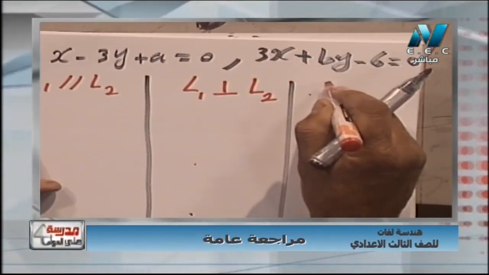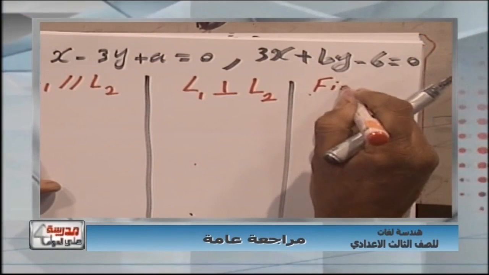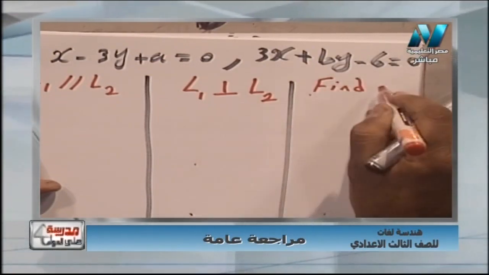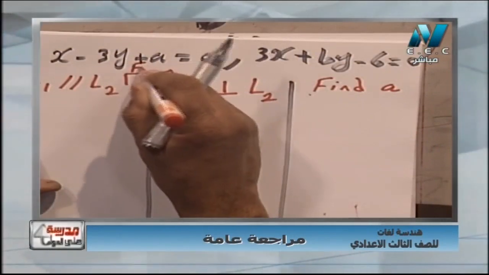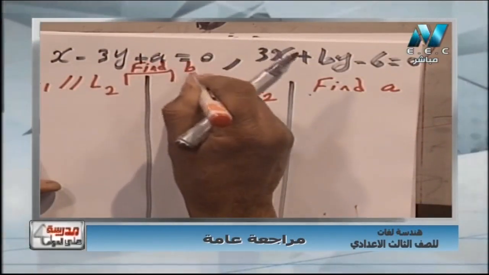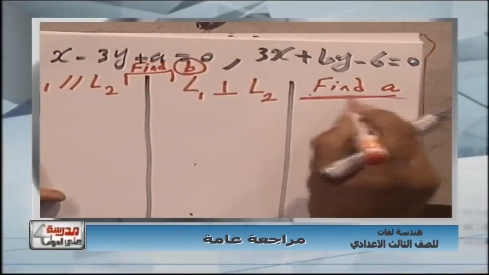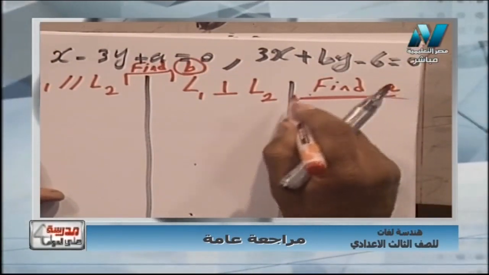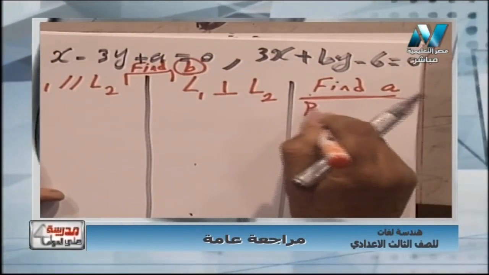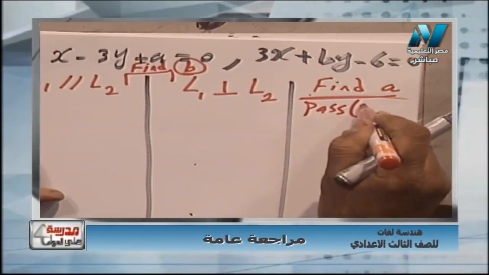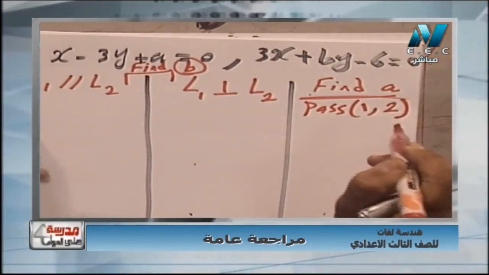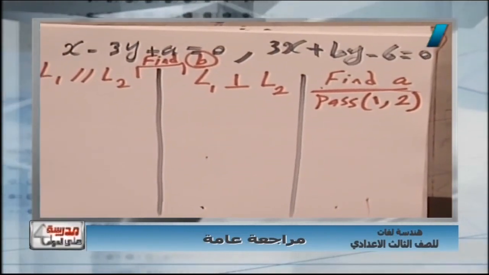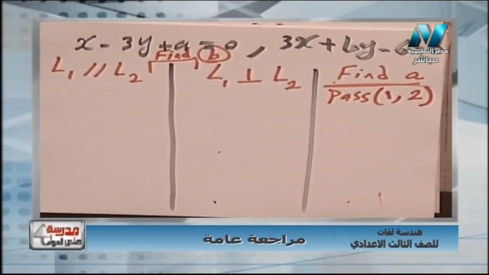Second case, L1 perpendicular to L2. Third case, find LB if this line passes through the point (1, 2). These two cases, we want to find LB. Okay. This example is very important.